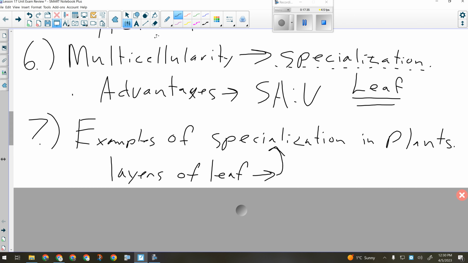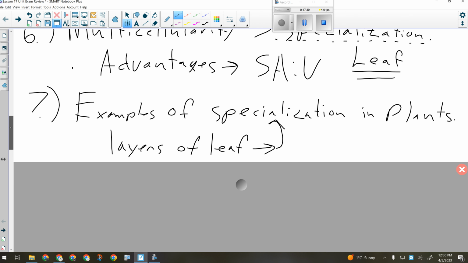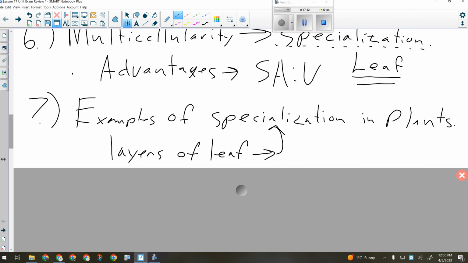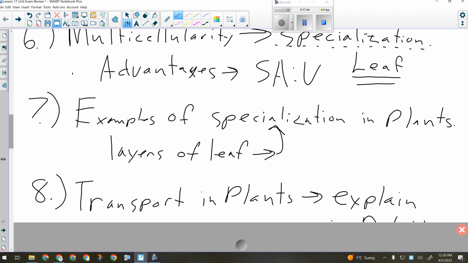And examples of specialization in plants. I kind of did that already. That's the layers of the leaf, so make sure we know that. And then transport in plants. We're not totally finished transport in plants. I've gone over all the information you need, so the xylem, the phloem, all that kind of stuff, but we haven't done the lab on it yet. That's what we're going to do the first day back after Easter.